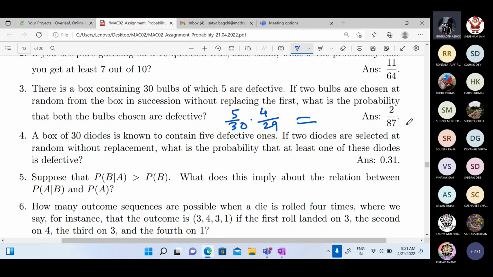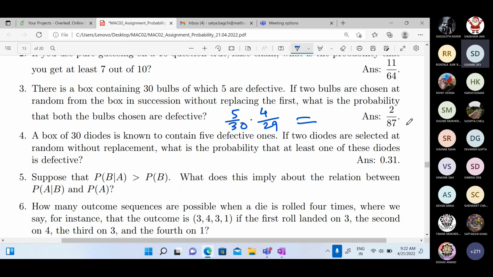Sir, I have one doubt. Out of 30 bulbs, first I will choose the 5 which are defective, 30C5. And out of that 5, the question asks that only both should be defective. So the remaining 25 bulbs are good, so that probability is 0. So choosing only 5C2.